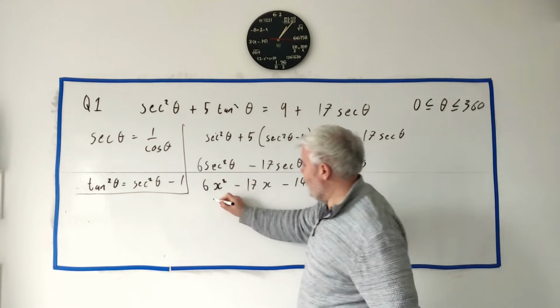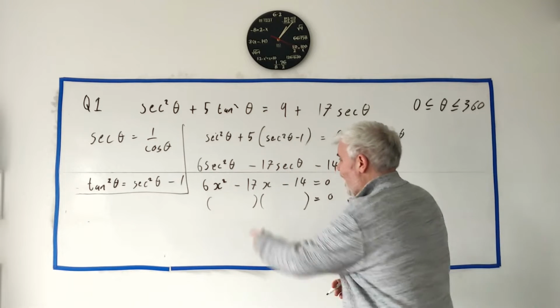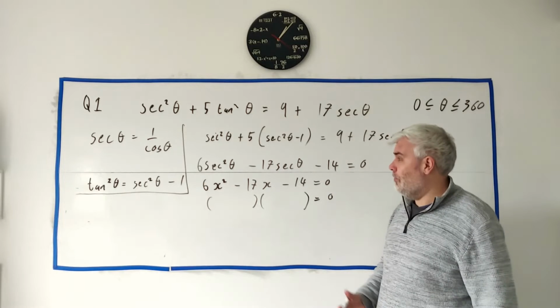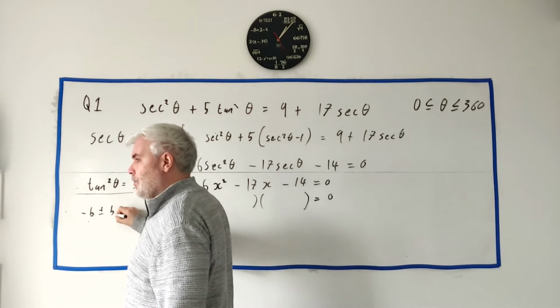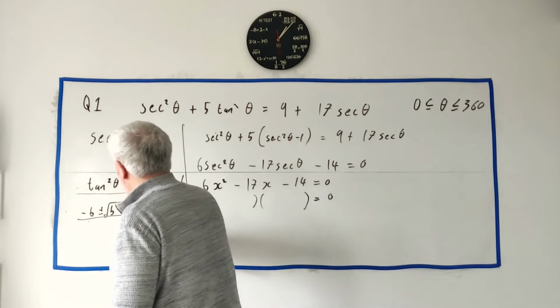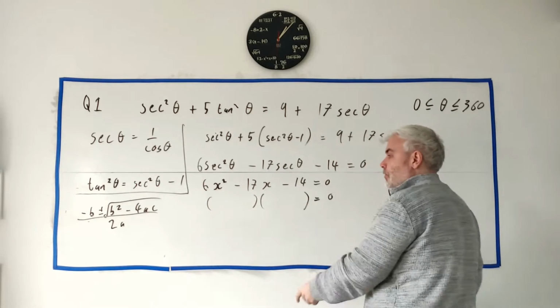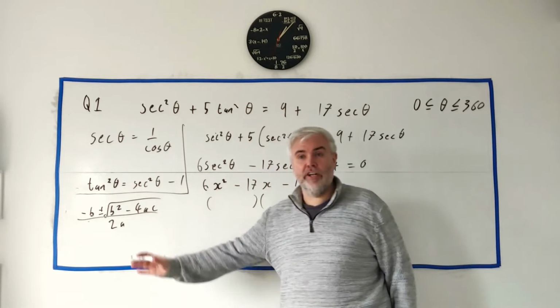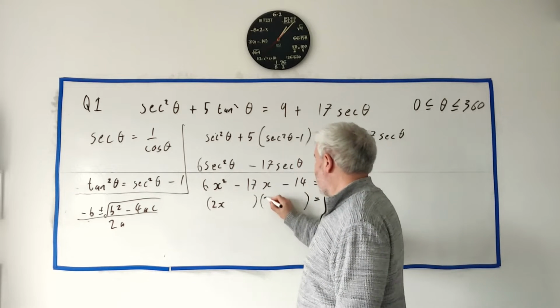This question does factorize, but it's a hard factorization. So feel free to use your formula, minus b plus or minus the square root of b squared minus 4ac, all over 2a with 6, minus 17 and minus 14. You'll get a perfectly good answer out of that. But this does work out as 2x and 3x.